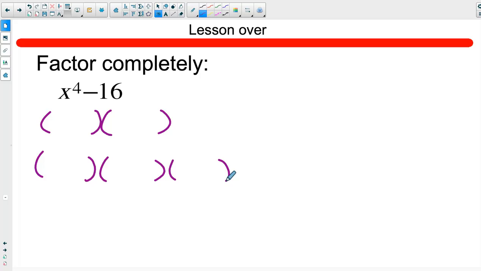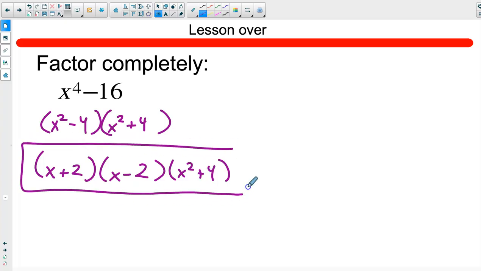Time's up. So, this is what it factors to. So, difference of perfect squares, x squared minus 4, x squared plus 4. Then, next thing I do, difference of perfect squares, x plus 2, x minus 2. Can't do anything there. X squared plus 4. That is factored completely. We're done. Okay? So, kind of tricky, not super tricky though. Alright? Now we're going to do one other thing.